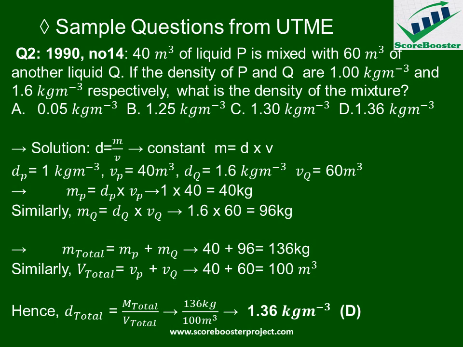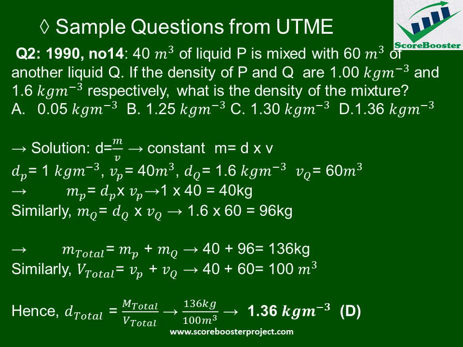Then from m equals d times phi, we can apply the same thing here to get MP, that is mass of liquid P, will be equal to dP, that is density of liquid P, times volume of liquid P. So MP equals dP times Vp. Then if you substitute for that, our MP will be dP, which is 1, times Vp, that is the volume of liquid P, which is 40. So 1 times 40 will give us 40 kg.